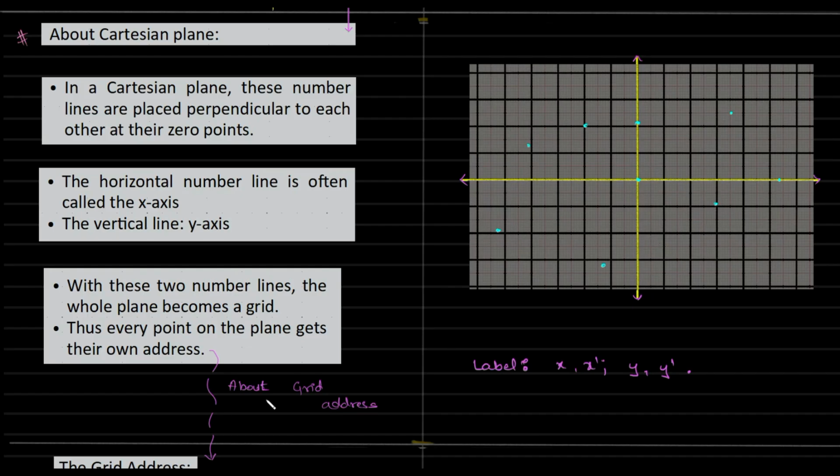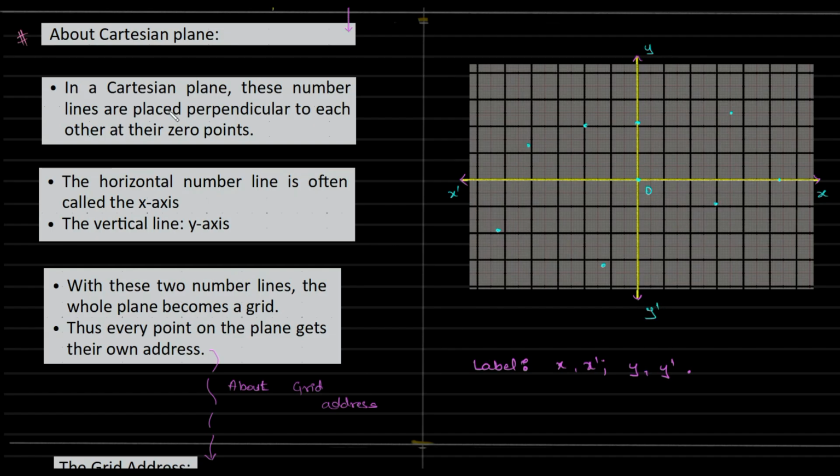Okay, so about the grid address, we'll be talking in the next section. I just want to finish off with this: this is your x-axis, so this is x and x dash. This is your y and y dash. And this is your O.